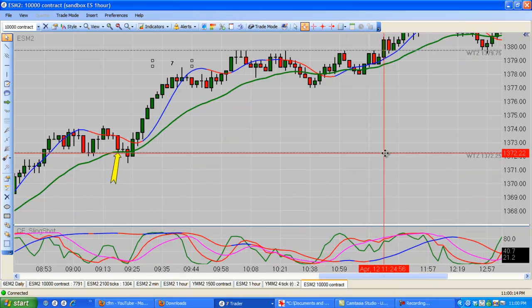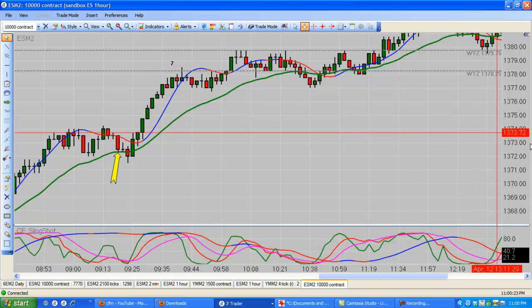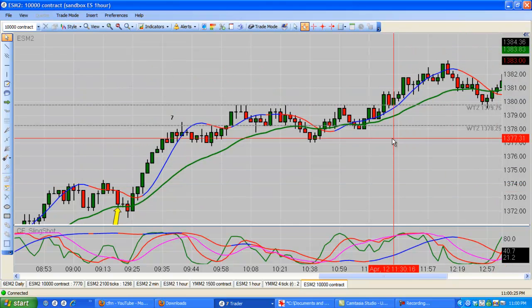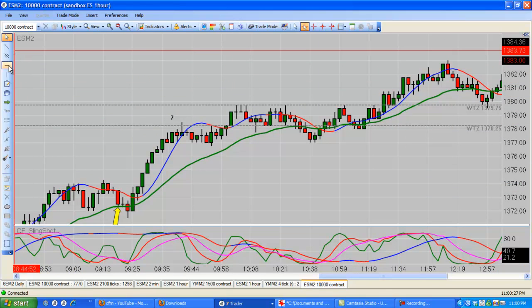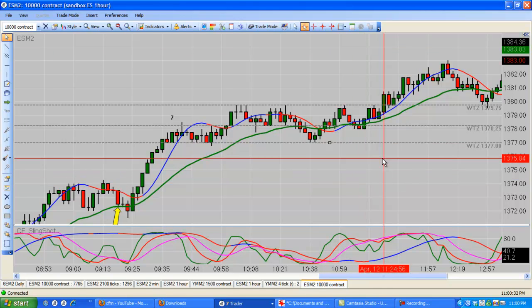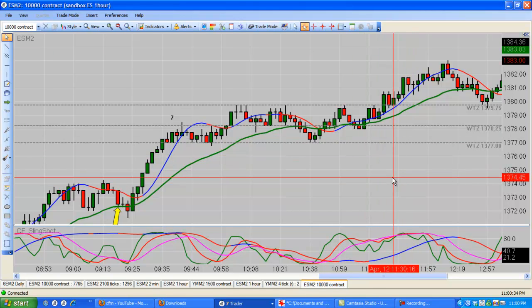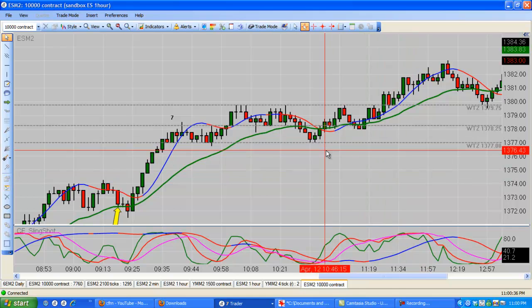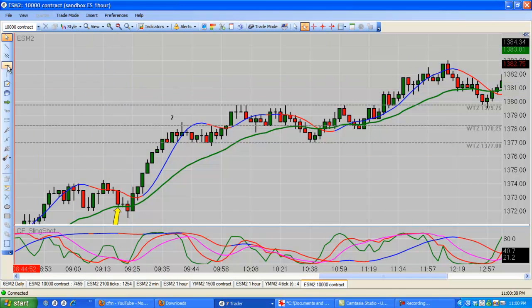We get another pullback. And that pullback is to 78.25. Where's the drawdown? 77. You had a 1.25 point drawdown. What does that mean? It means you're still in the trade. Okay. You get triggered into this thing if you take it. Okay, this is a secondary pullback.